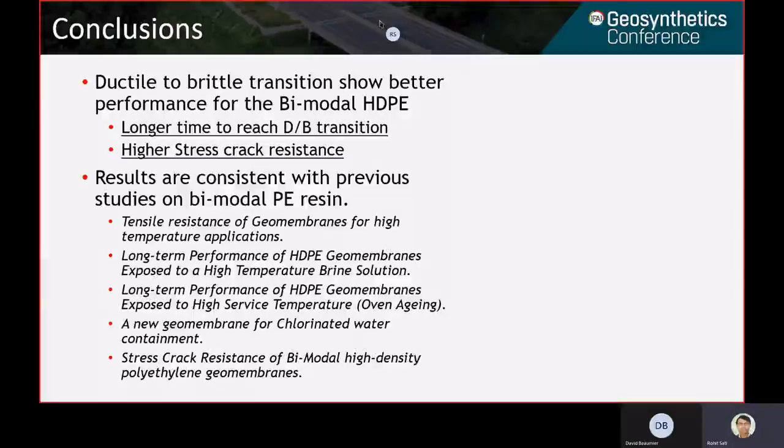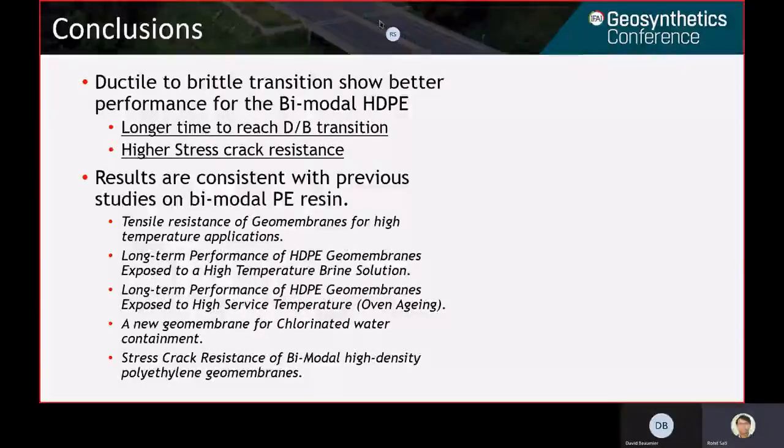Our results are also very consistent with some of the previous studies that have been done on this material. This is the fifth paper in a series of papers that we wrote on this material, beginning in 2016, I think. Our research started in 2015, so it's over 5 years now that we have spent a lot of time testing this material. Whether it's tensile, long-term performance under elevated temperatures, or with strong oxidizers like chlorine.